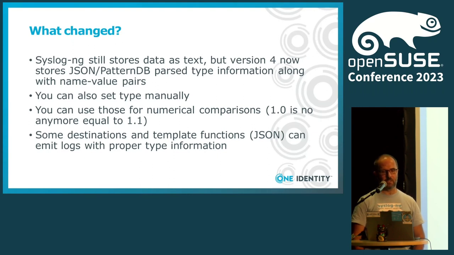What is this type support exactly? Syslog-ng still stores name value pairs as text, as it's a syslog implementation, and syslog is about text messages. On the other hand, if you parse log messages using the JSON or the PatternDB parsers, type information is now stored together with name value pairs. You can also set this manually. Why is it important? For example, if you want to do numerical comparisons, then 1.0 is no more equal with 1.1. Numerical comparisons didn't really work nicely earlier, but with proper type support, it is now possible.